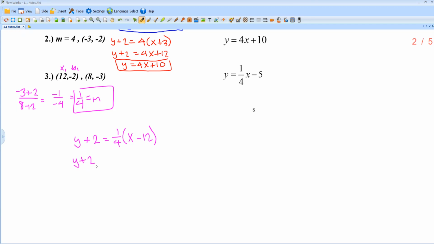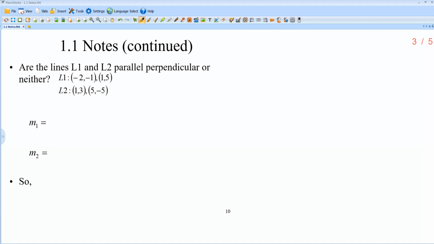So we get y plus 2 equals 1/4 x minus 3. So y equals 1/4 x minus 5. Again, all those answers are up here, so you can already see them. All right, skipping one slide and then going to the next one.